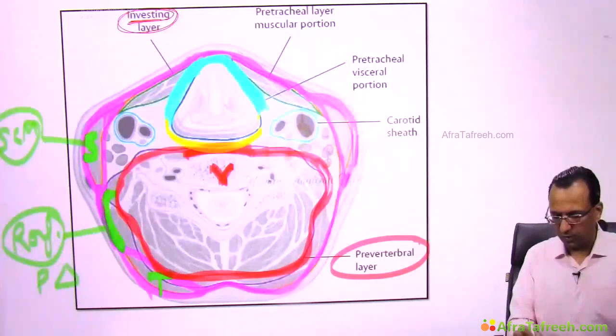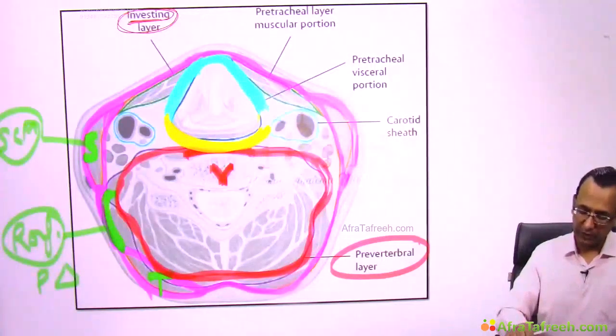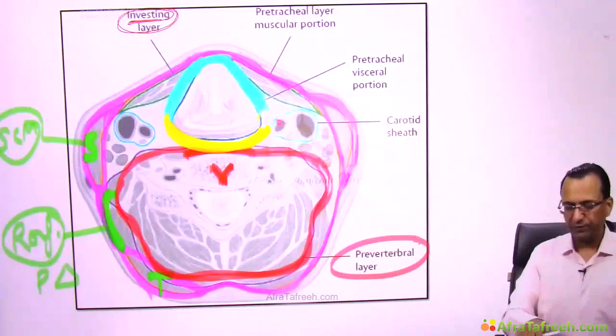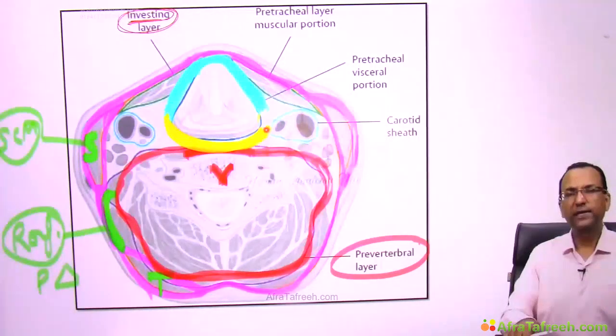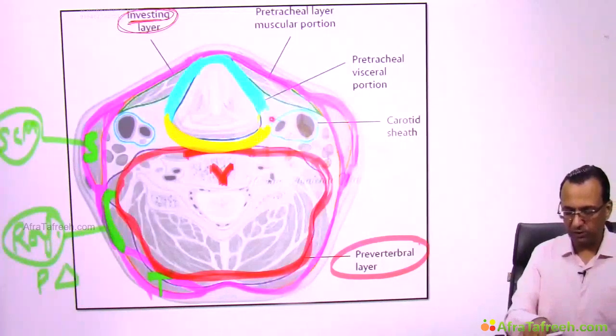So what it will do when it is going posterior to the esophagus also, then it will change the name and it will be called the buccopharyngeal fascia. So pretracheal fascia is continuous with the buccopharyngeal fascia, which is behind the pharynx and esophagus. Yes, behind the pharynx and esophagus. And what do you know about this carotid sheath?